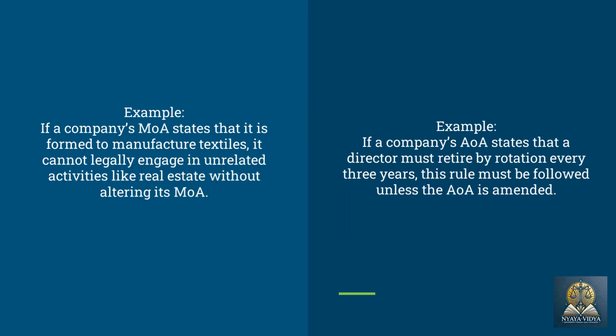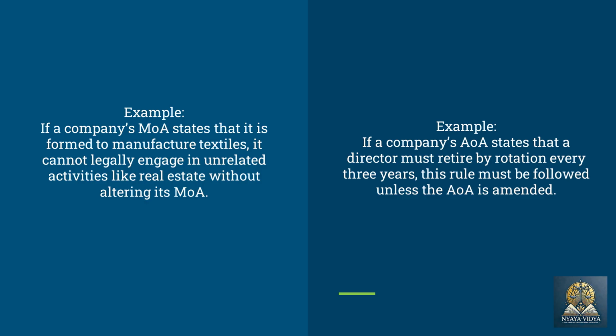Let's see an example. If a company's MOA states that the company is formed to manufacture textiles, they're into the textile business. If they want to do a different activity like real estate, it is not possible without altering the MOA. First, they have to change their MOA, because in the object clause, during the incorporation of the company, they filled in that form with the intention to do textile manufacturing.